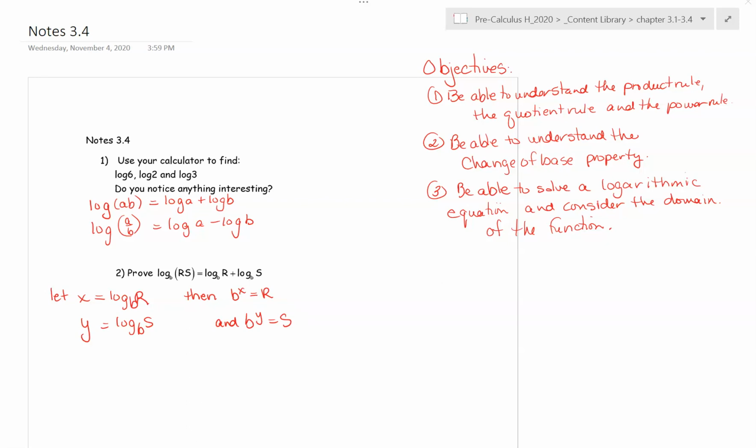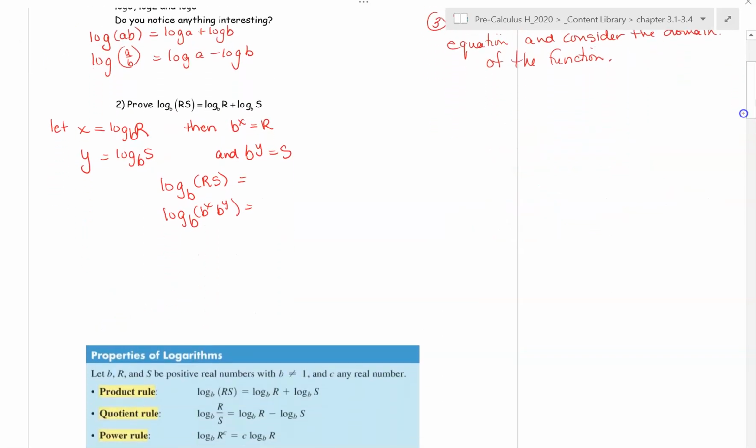So now what we're going to do is start with one side of the equation. I like to start with the left side of the equation, and our proof will be done when the left side is equal to the right side. So we know that log base b, notice r is b to the x and s is b to the y. And then again, we know that when you multiply two powers with the same base, you add the exponents. Now we could use the power rule, which says you can multiply the quantity x plus y times log base b of b.